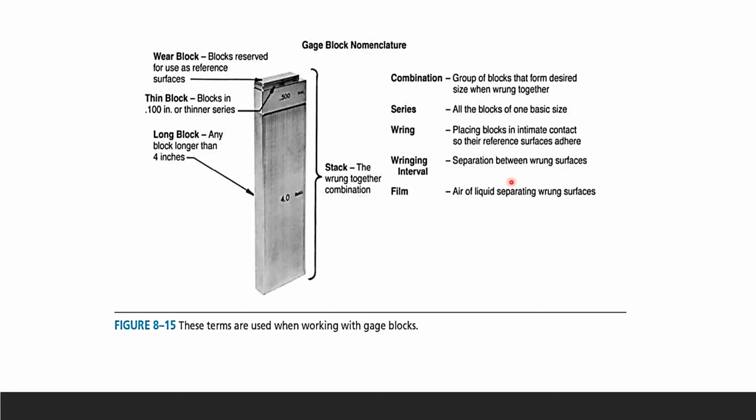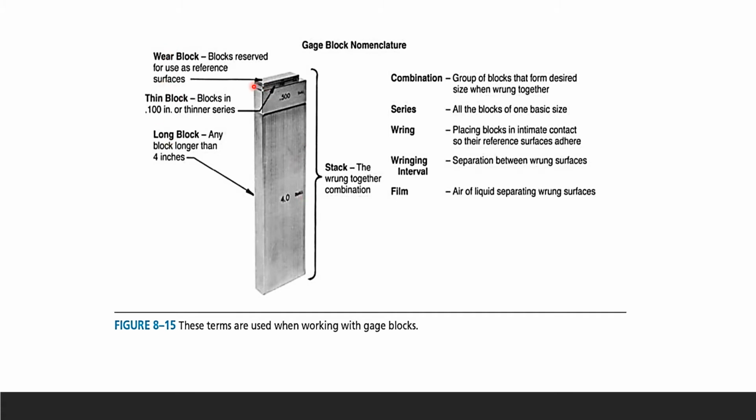And then ring is nothing but placing the blocks in intimate contact so their reference surfaces adhere to each other. Ringing interval is nothing but the separation. Those are micro separations between ring surfaces. So it's in between this block and that block. And then film is your air or liquid separating ring surfaces. Sometimes we use oil in order to get rid of this air or liquid in between them. So here you can see we stack the rings together in a combination.